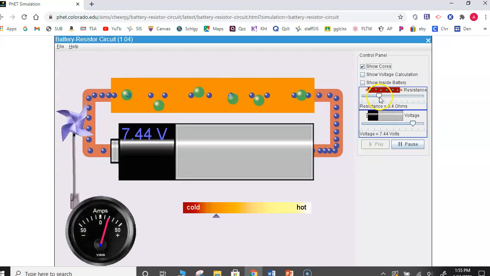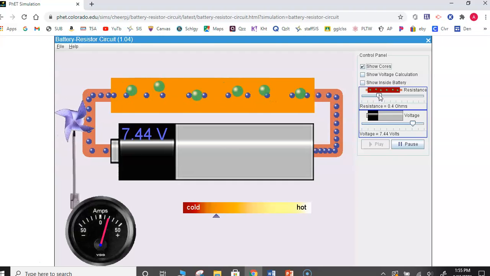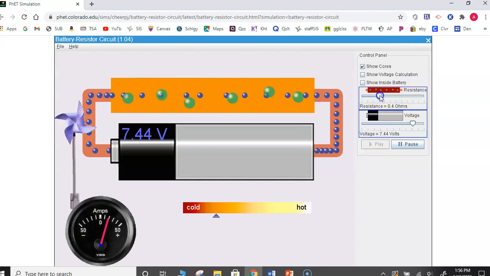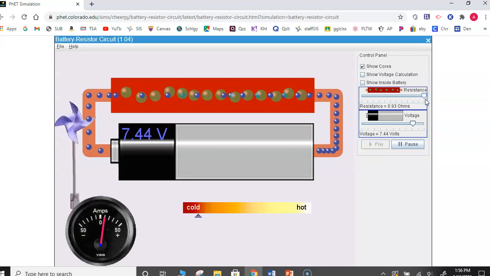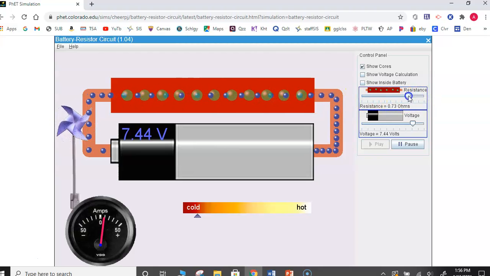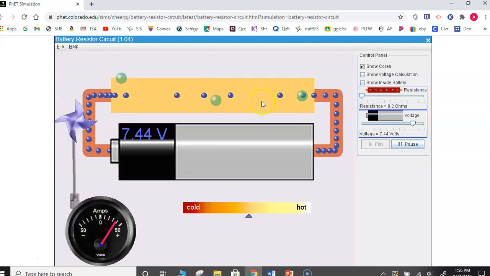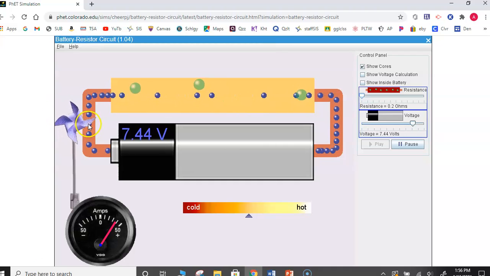What happens if I increase the resistance? What's going to happen to the flow rate if I increase the resistance? When I increased the voltage, the flow rate, the current, increased. When I increase the resistance, what's going to happen? Okay. Well, when I increase the resistance, the electron flow rate decreased. When I decrease the resistance, the flow rate increases, as shown by my little paddle wheel. That's my voltmeter. Okay. All right.